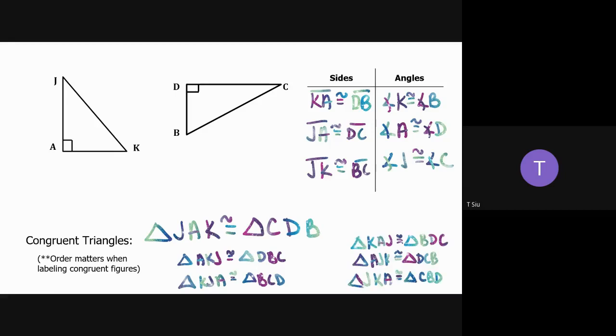We have three additional names for these congruent triangles. We could have gone in reverse order. Rather than going from J to A, I could have gone from J to K and gone in reverse order. So here I have angle K is congruent to angle B, angle A is congruent to angle D, and angle J is congruent to angle C. Those are still in correct order. I'm just going clockwise rather than counterclockwise.